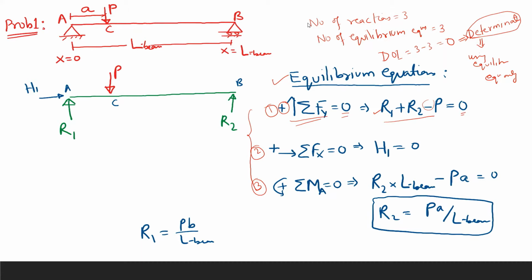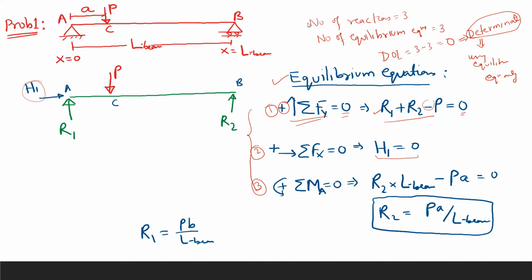Similarly, the summation of force along the x-axis should be equal to 0. Let us see all the forces along the x-axis. We have only one reaction at this point and no other forces are acting, so the sum of all forces along the x-axis equals 0. So H1 equals 0, so we have found H1 also.